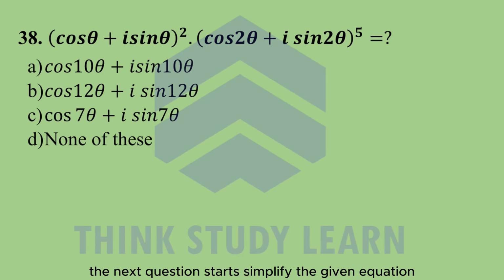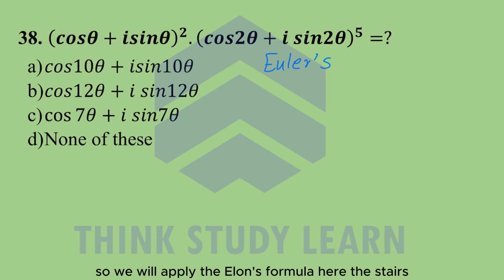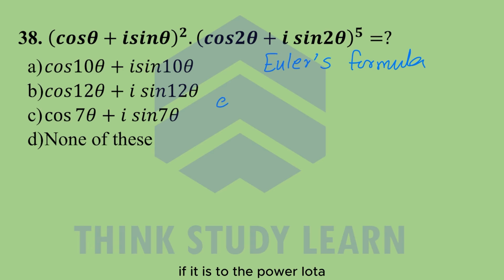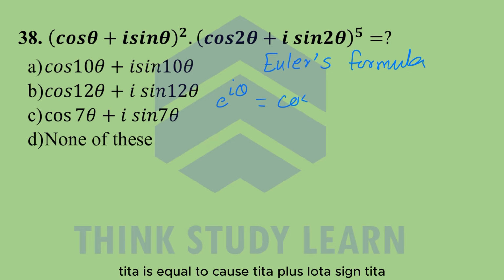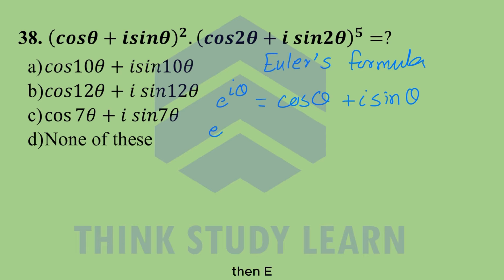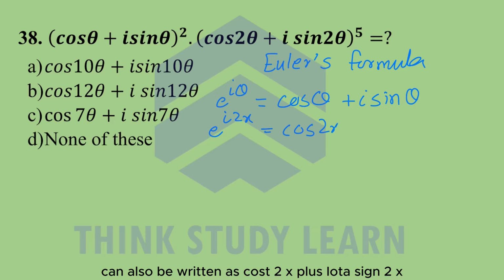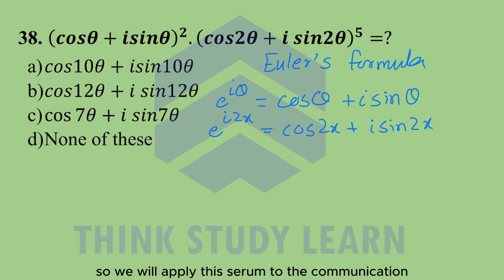The next question states, simplify the given expression: cos theta plus iota sine theta raised to the power 2, multiplied by cos 2 theta plus iota sine 2 theta raised to the power 5. So we will apply Euler's formula here, which states if e raised to the power iota theta is equal to cos theta plus iota sine theta, then e raised to iota 2x can also be written as cos 2x plus iota sine 2x. So we will apply this theorem to the given equation.